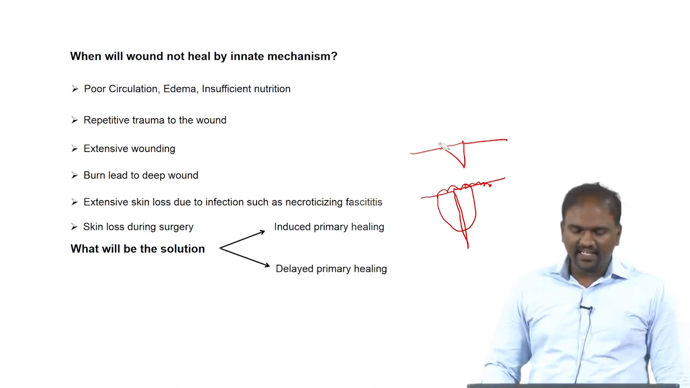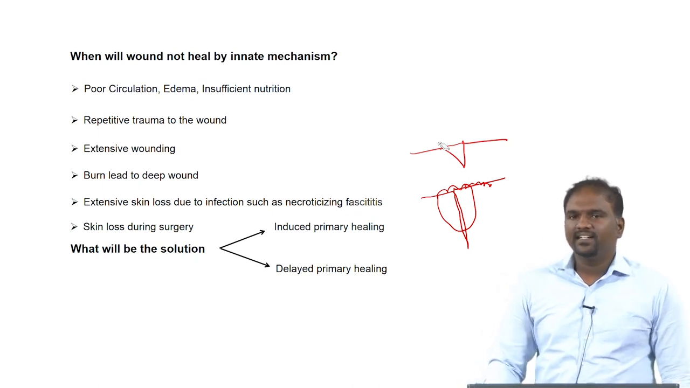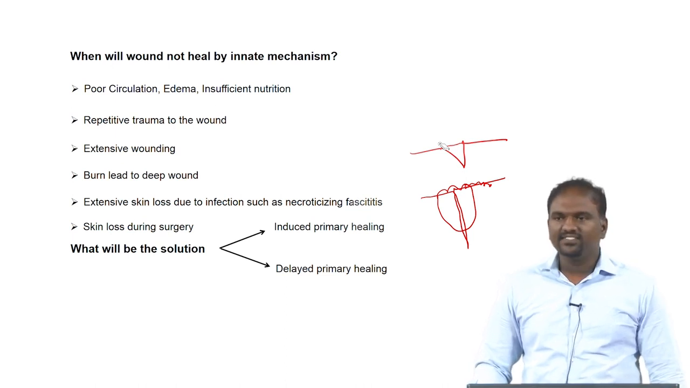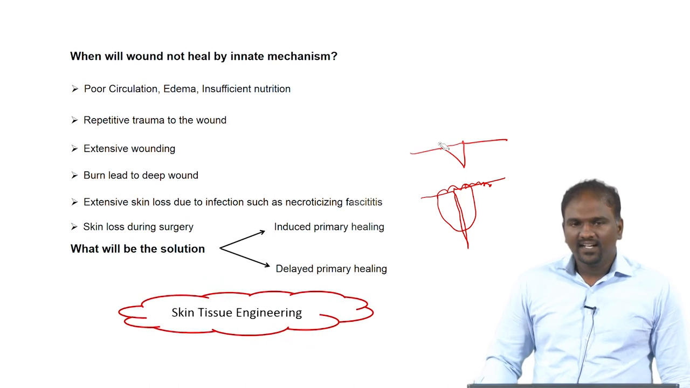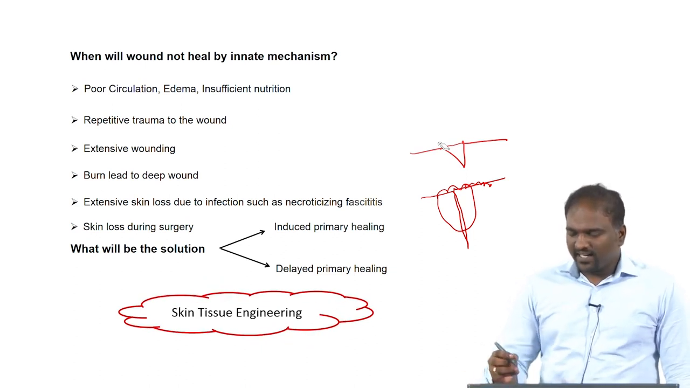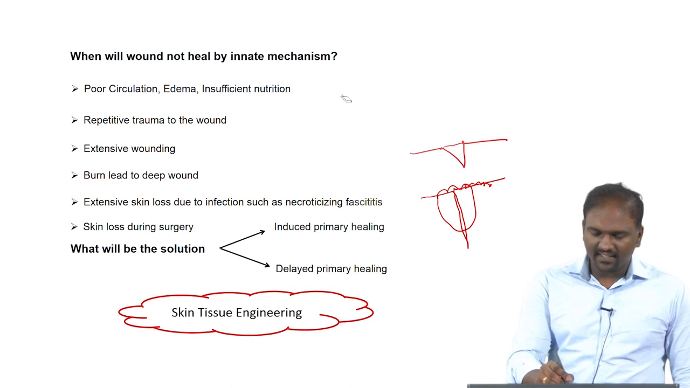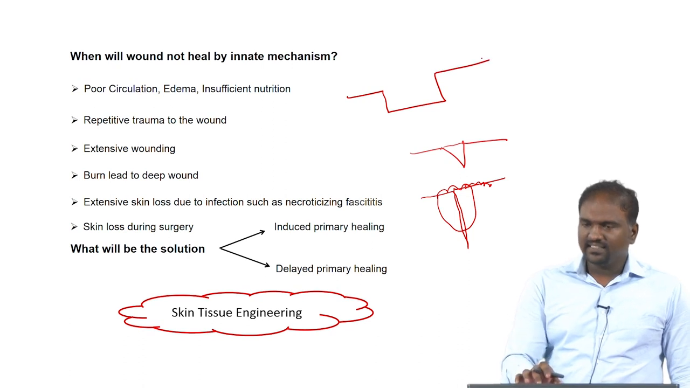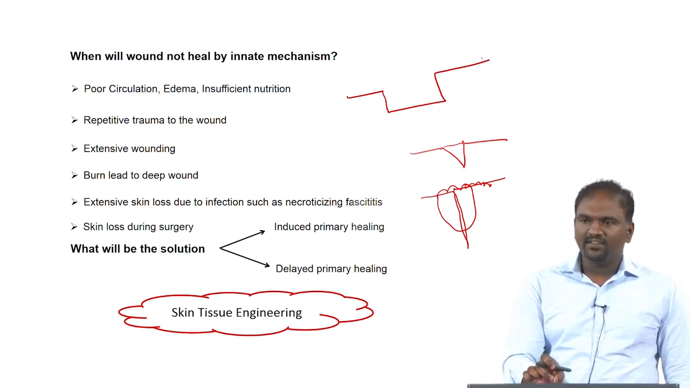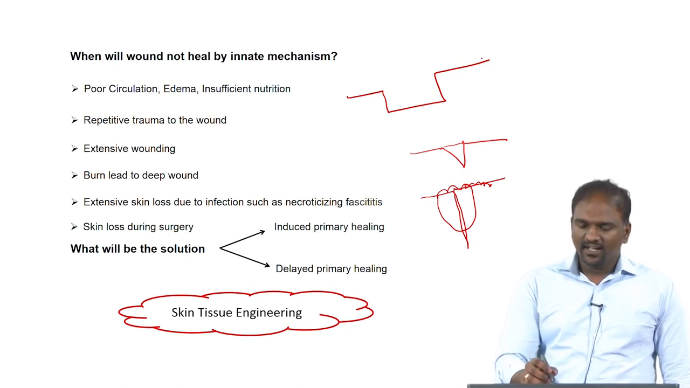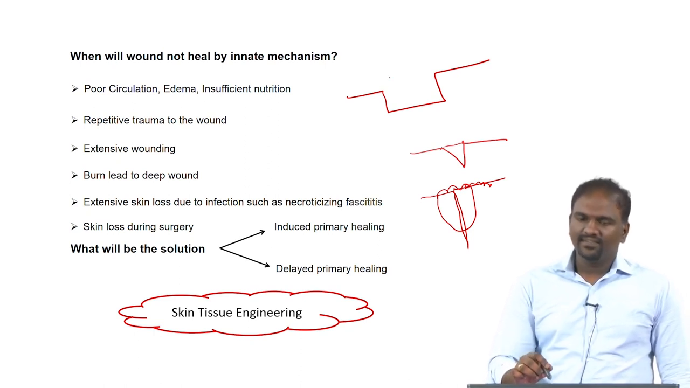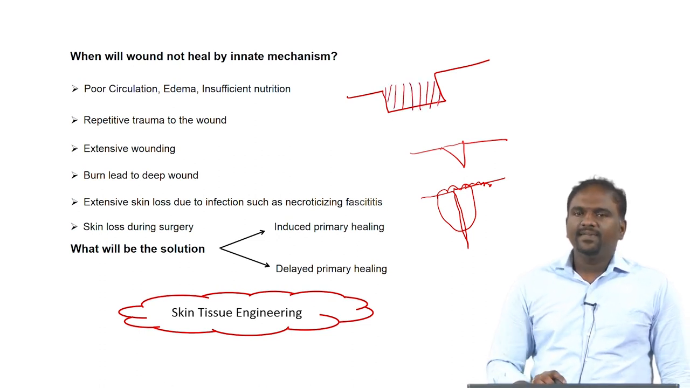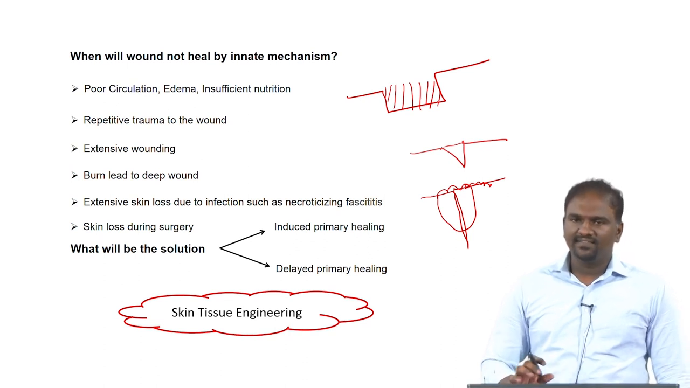The second step is delayed primary healing. In delayed primary healing, we will be talking about skin grafts or tissue engineered products. Consider we have a wound like this. Both sides of the skin cannot be brought together and we cannot stitch it. For the fibroblasts to grow, we need to keep something over here. That will be achieved by the graft that we are developing.